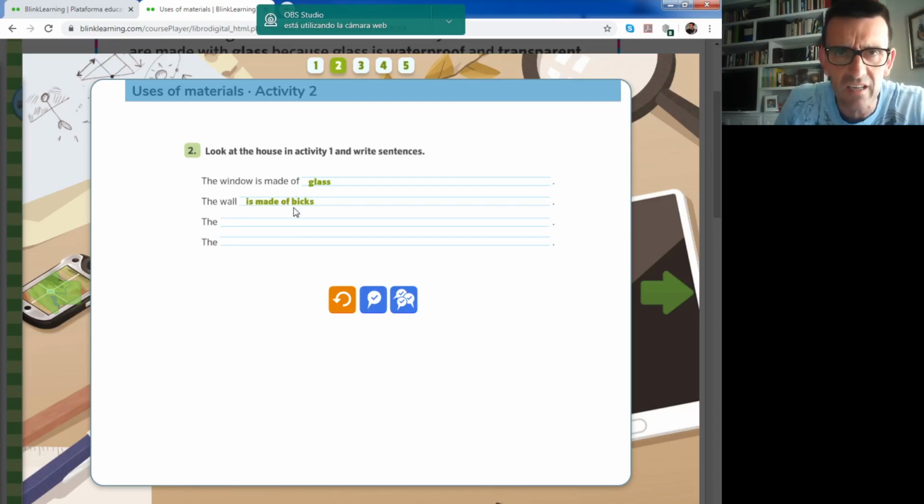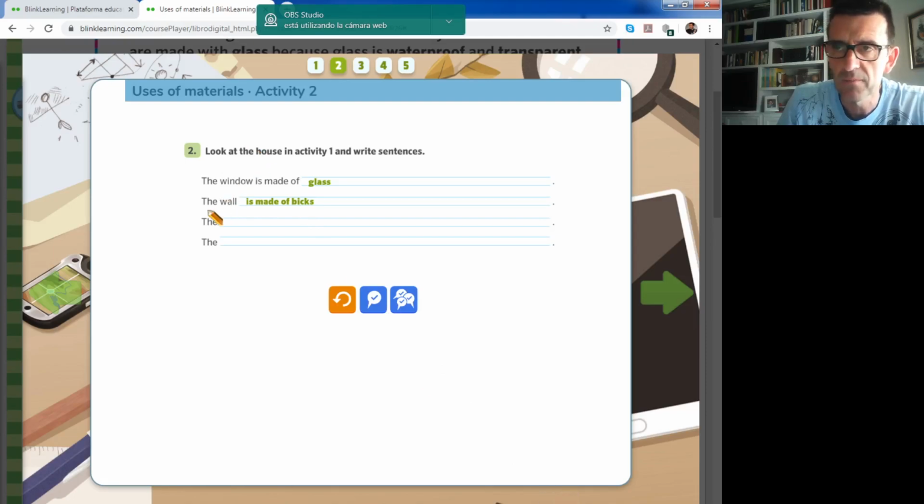There is a mistake here in this word. Aquí hay un error en esta palabra. ¿Cuál es el error? El error es que se les ha olvidado poner la letra R. B-R-I-C-K-S. No se os olvida a vosotros. The wall is made of bricks.